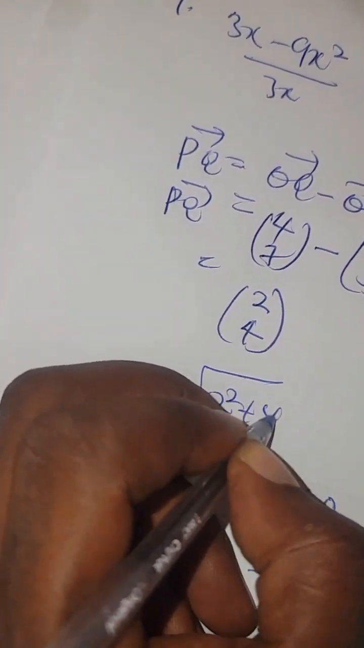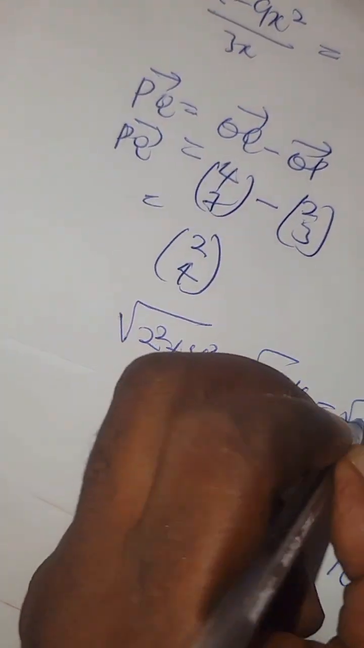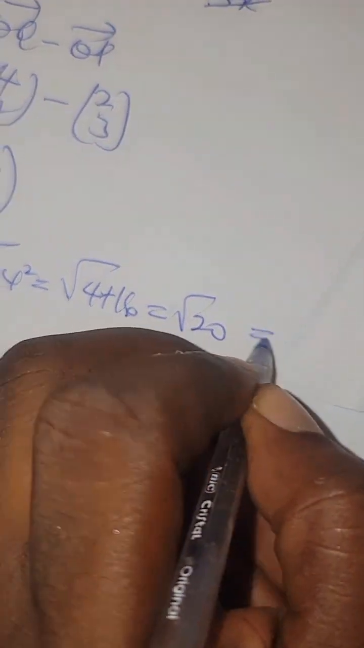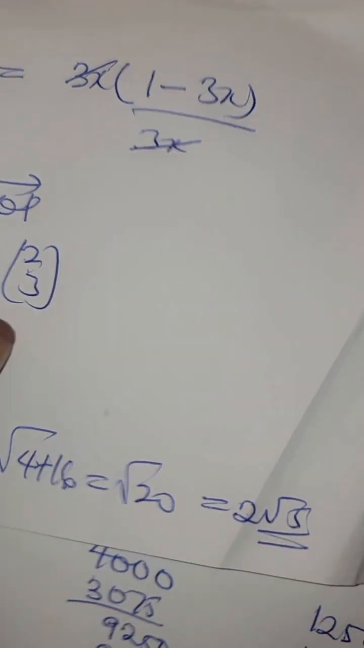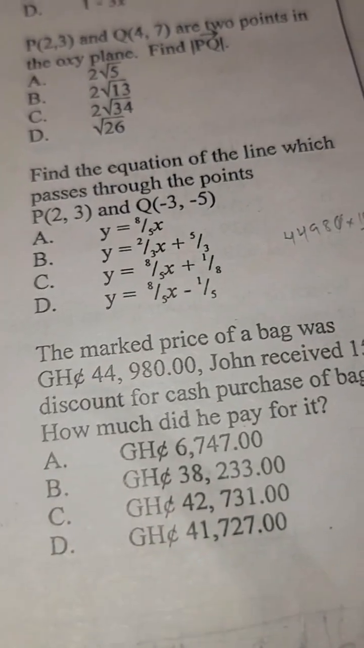So 2 squared plus 4 squared. 4 plus 16, and that's square root of 20. Root of 20 will be simplified as 2 root 5, because you have root 4 times root 5, and that's 2 root 5. 2 root 5 is option A.